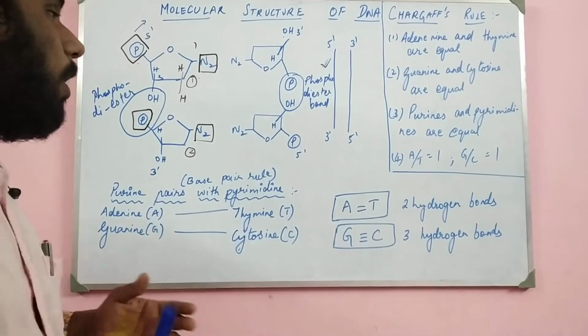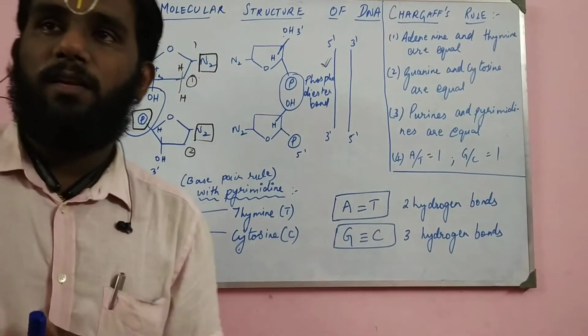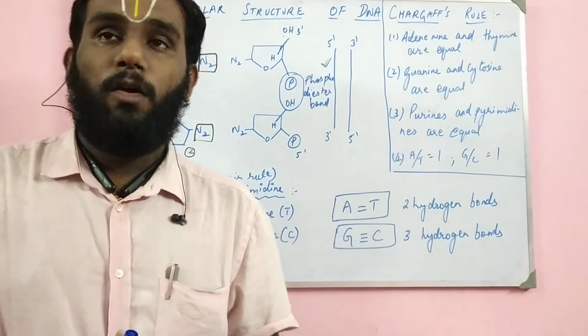Okay, now what about the nitrogenous bases then? We already saw that nitrogenous bases are purines and pyrimidines. So which will come here?